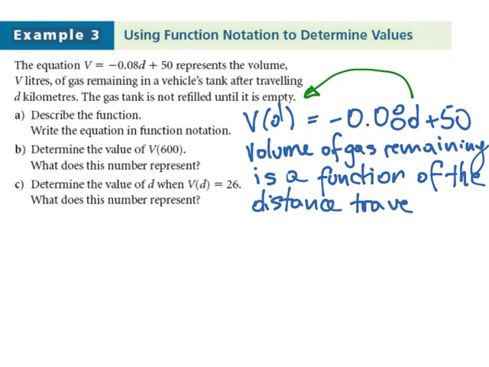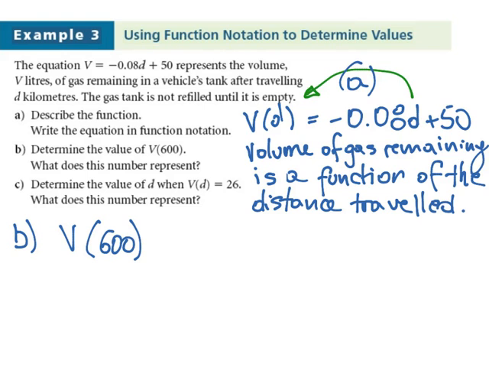And that's part A for you. What about now for part B? Determine the value of V(600). Well, this V(600) means that we're putting into D the distance of 600, and we're solving this equation for V(600).